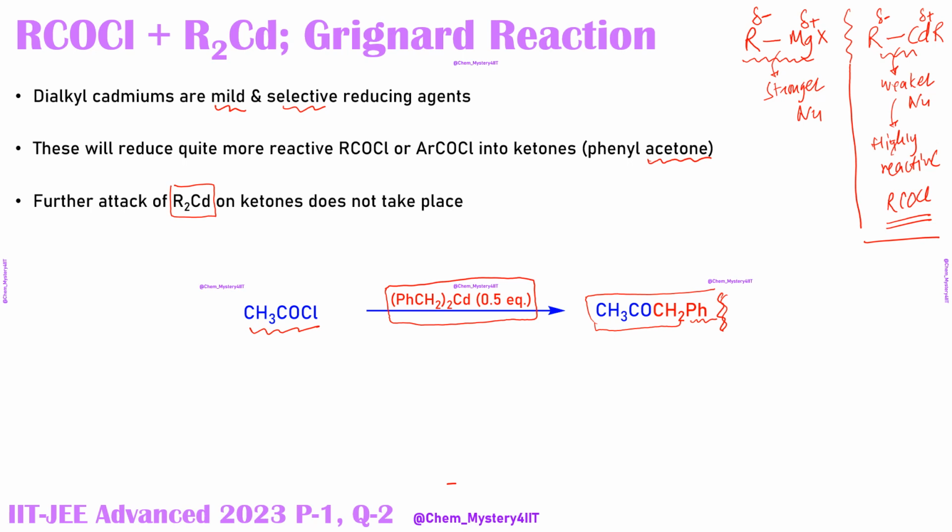No further reaction is possible. Actually, even if it was present in more than 0.5 equivalent, we expect that further reaction would not have taken place. Our final compound, the ketone, would have been obtained if the temperature is not kept very high, like less than normal temperature. If you keep it so, you can stop this reaction very selectively at that particular point.